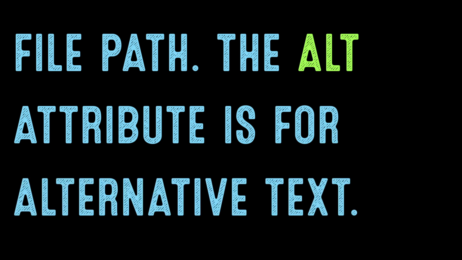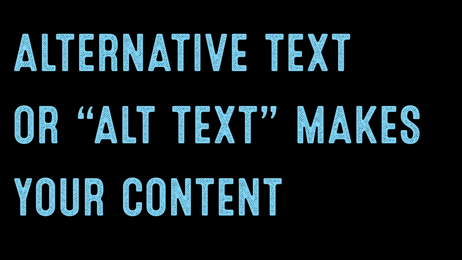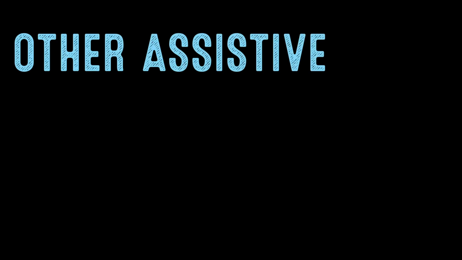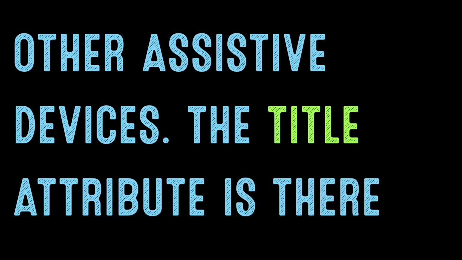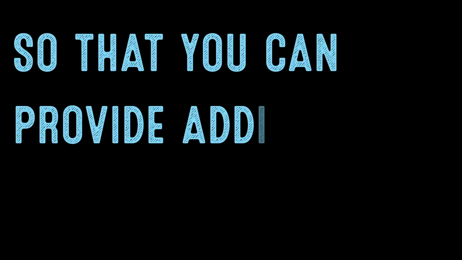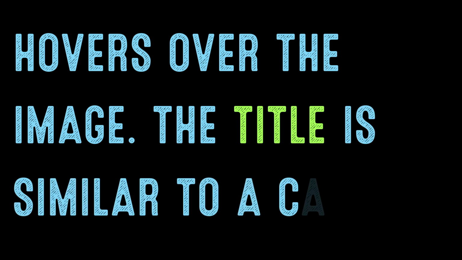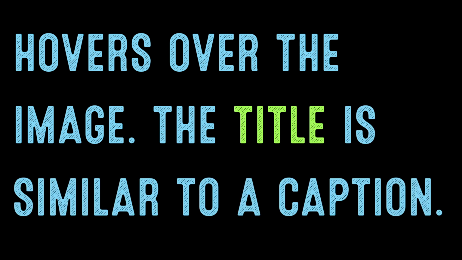The alt attribute is for alternative text. Alternative text, or alt text, makes your content accessible to those who may be using a screen reader or other assistive device. The title attribute is there so you can provide additional information about an image that may display as a tooltip when the user hovers over the image. The title is similar to a caption.